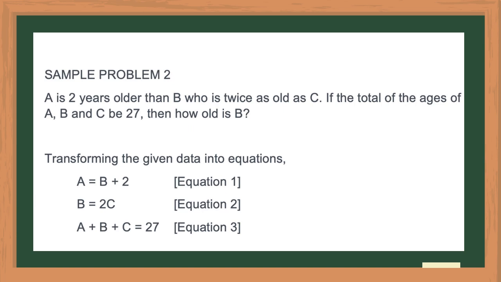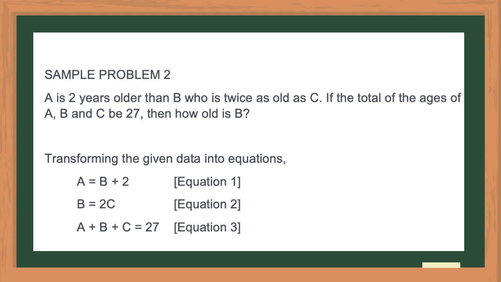So now we will have a second example. The second problem we have: A is 2 years older than B, who is twice as old as C. If the total of the ages of A, B, and C is 27, then how old is B? From this problem, we are looking for the age of B.